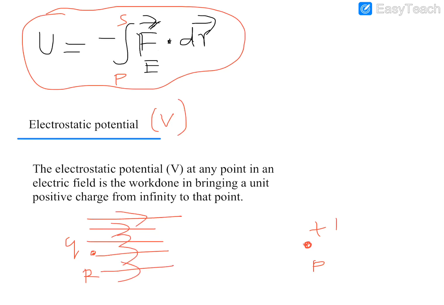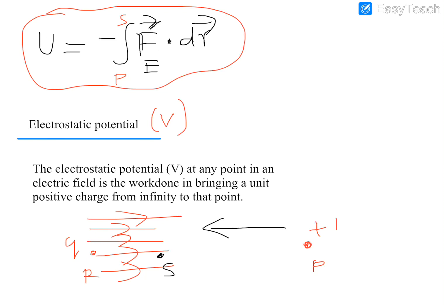Now in that electric field you are considering a point S. Your intention is to bring this plus 1 charge from P to S. You want to move it in this direction, and you want to keep it at S. Then you need to do work. How much work are you doing in this process?